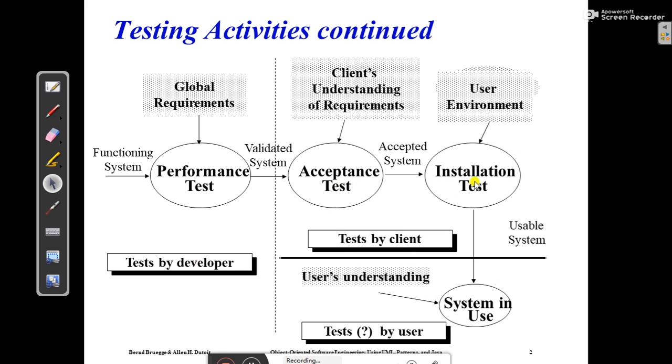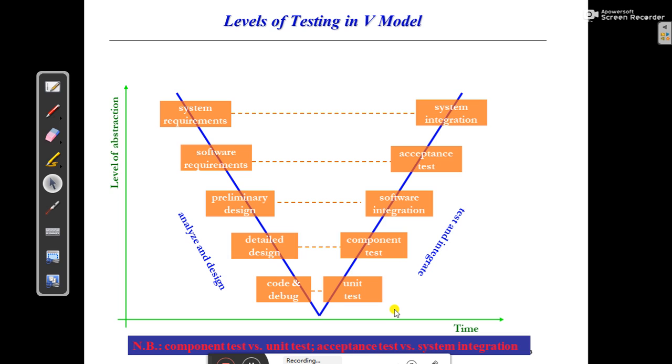But this acceptance test and installation test will be done by the client using the user environment. They do the installation test, and only at that time can you say that the system is usable. After that, the system is in use and the user is understanding the system. So that is the deployment situation.